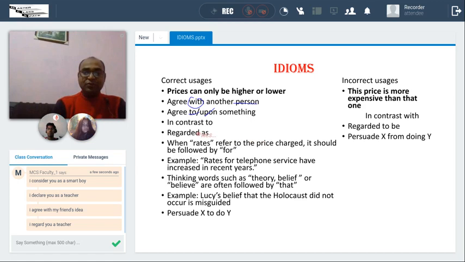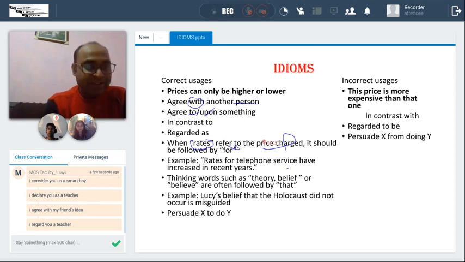Remember, when we talk about rates especially, rate refers to the price charged. So in that case, rate for should be the correct one. So rates for telephone service have increased. Not rate of, or rates of telephone service have increased. All right, so when the sense is to talk about charges.